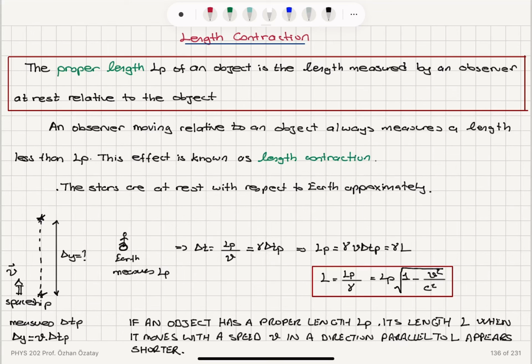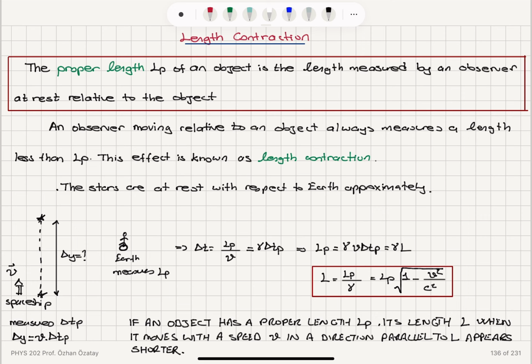Length contraction. Remember in the previous lecture we talked about time dilation. The proper time is measured by an observer with respect to whom the event occurs at the same point in space, and an observer that is moving with respect to the proper reference frame will measure a slower clock. So the delta t will be gamma times delta tp. Gamma is our relativistic correction factor.